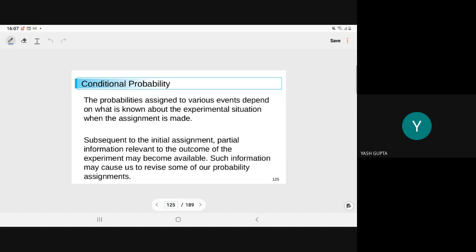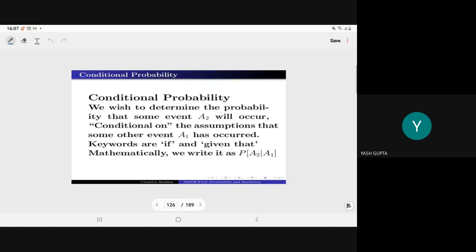Depending on that, our probability will change. It means whatever value we are assigning to a particular event will depend on the given information. It means the conditional probability, nothing special. We compute the probability under some condition.